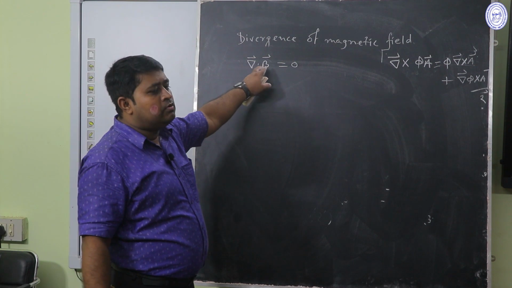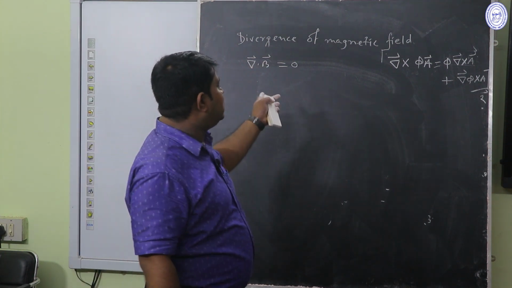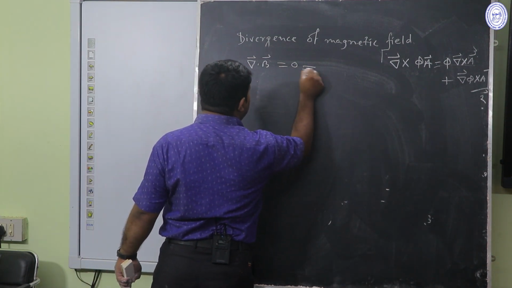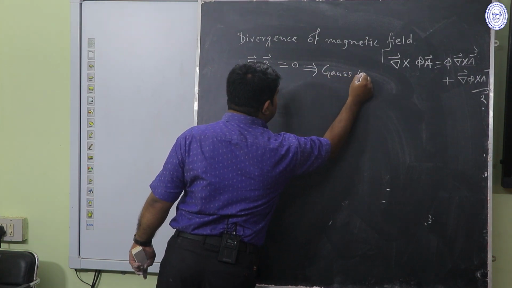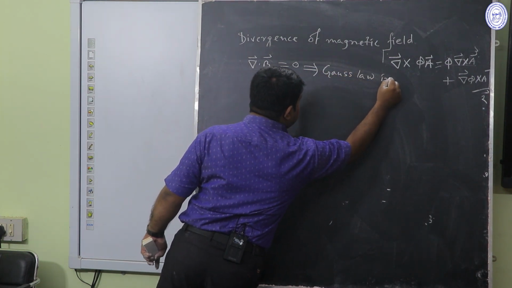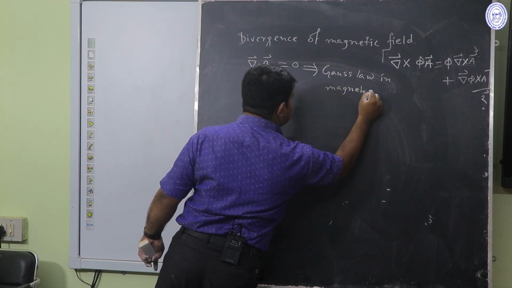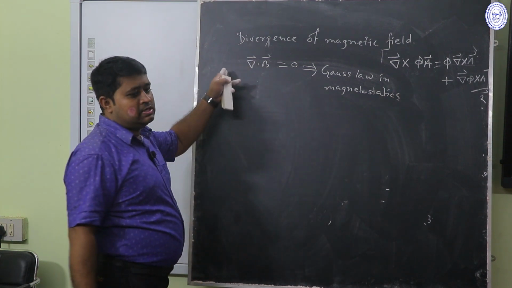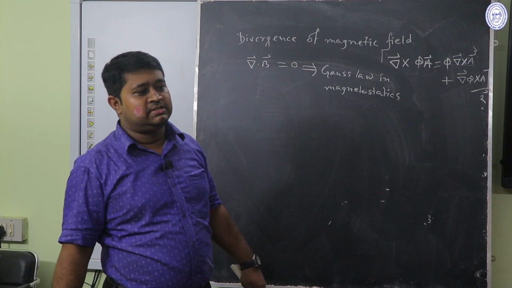This equation holds for all values of B produced by steady current or varying current. This equation is known as Gauss law in magnetostatics, and it implies that the magnetic monopole does not exist.